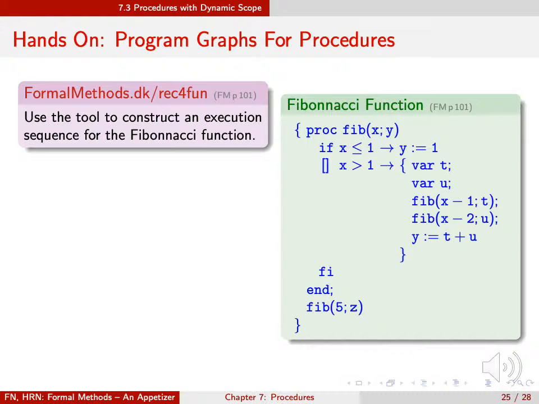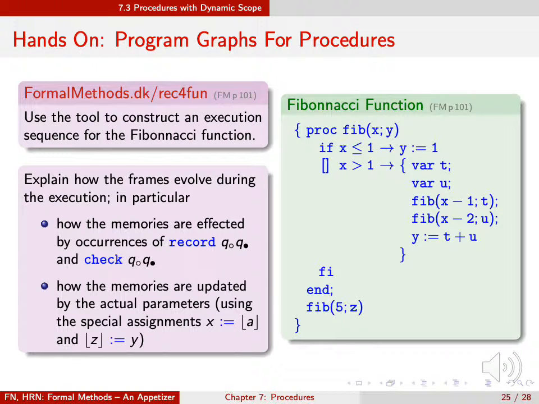Once again, it is useful to redo this exercise on another program than the factorial, and we consider once more the Fibonacci function. Use the online system to construct the program graph and to inspect the execution sequence produced. Explain how the frames evolve during the execution, in particular how memories are affected by the record and check constructs, and how the flooring constructs for input and output modify the memories. Having done this, you should read the section in the book, Doing the Try-It-Outs on the Way.